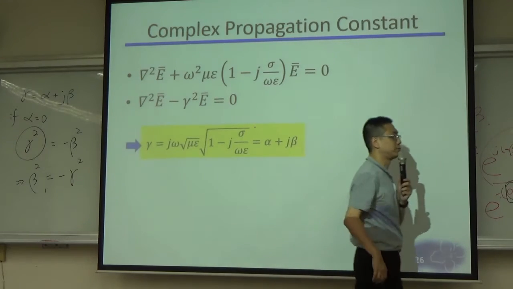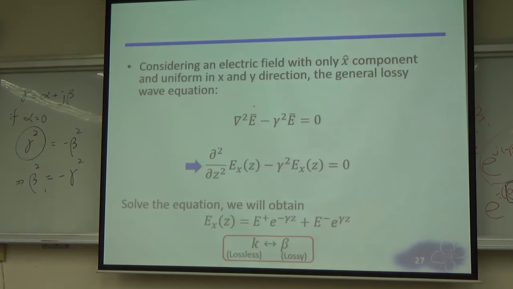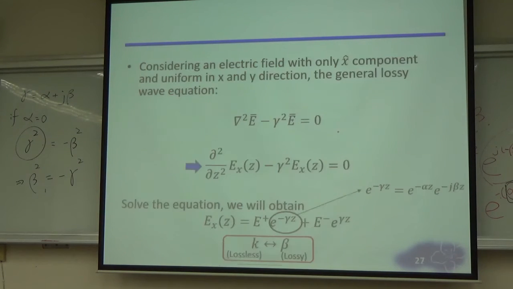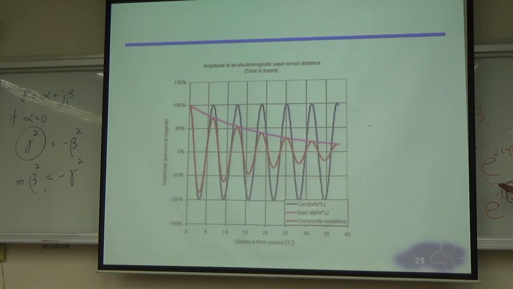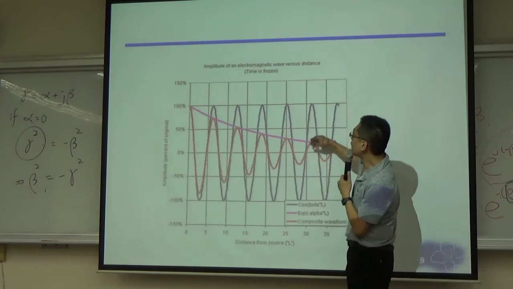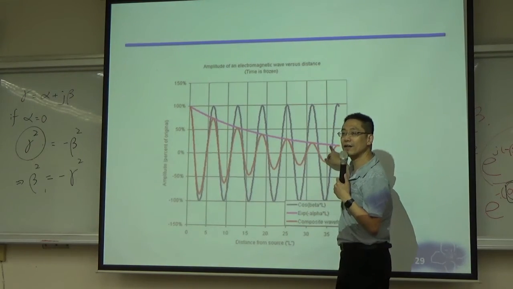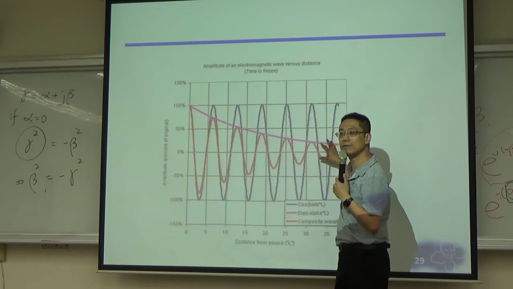So how do we deal with this ugly guy? This is it. I tried to explain this one at the beginning. I changed the direction, so now you can easily understand why. See, the blue one is lossless, and the pink one is the attenuation function. The red one is the final lossy wave.